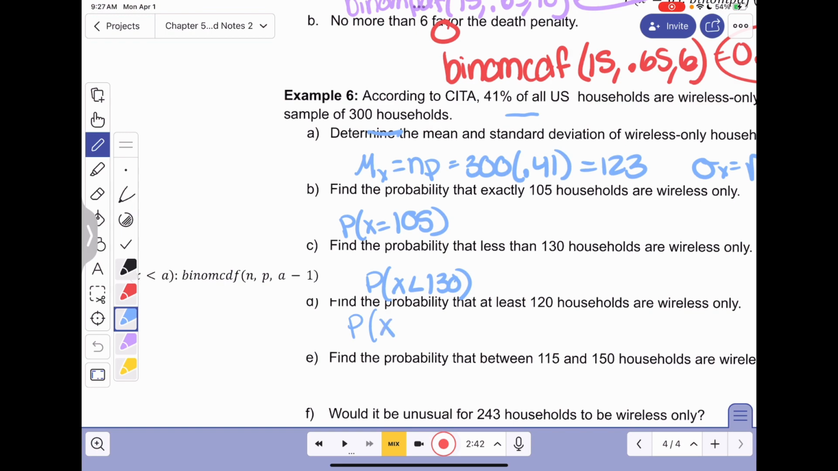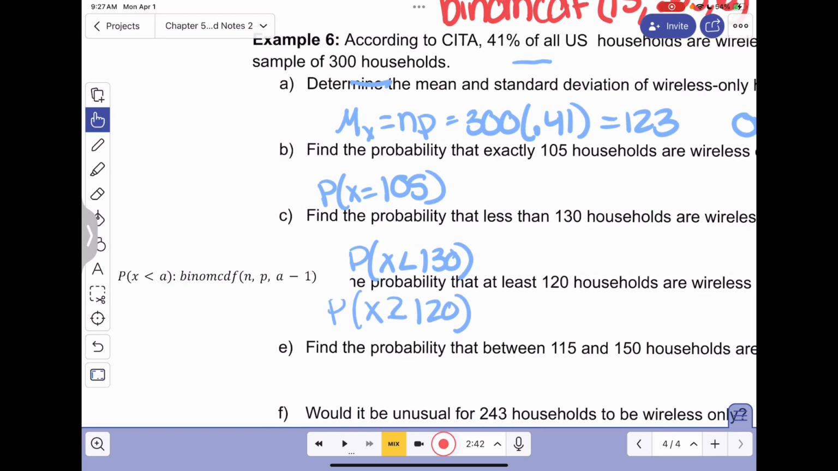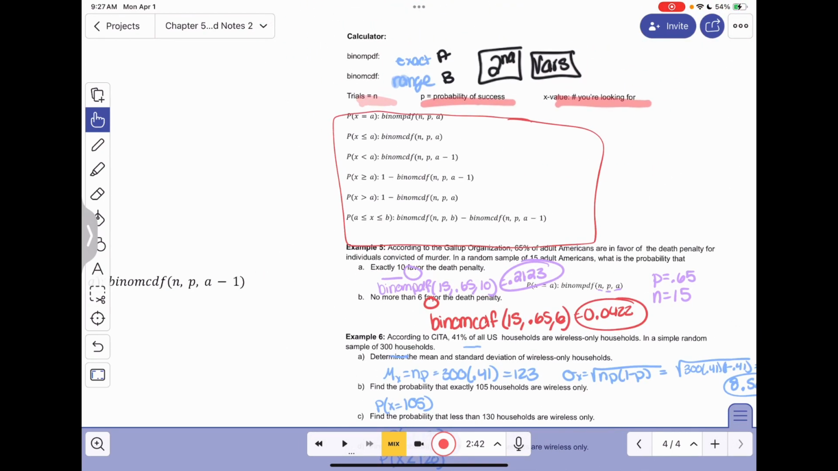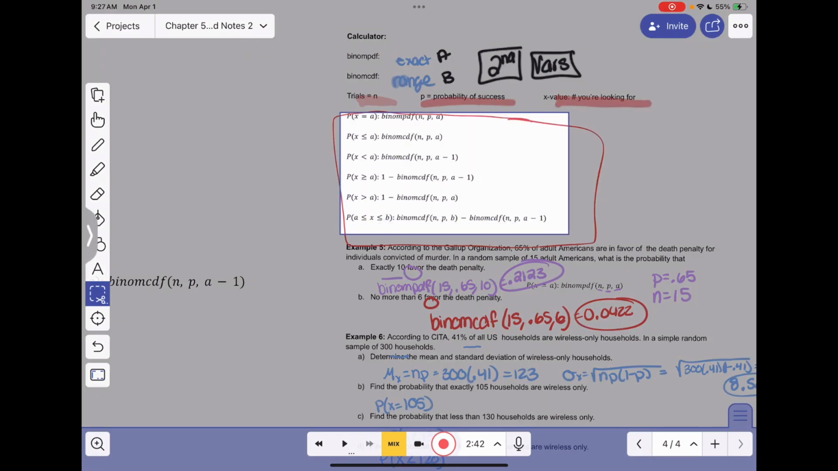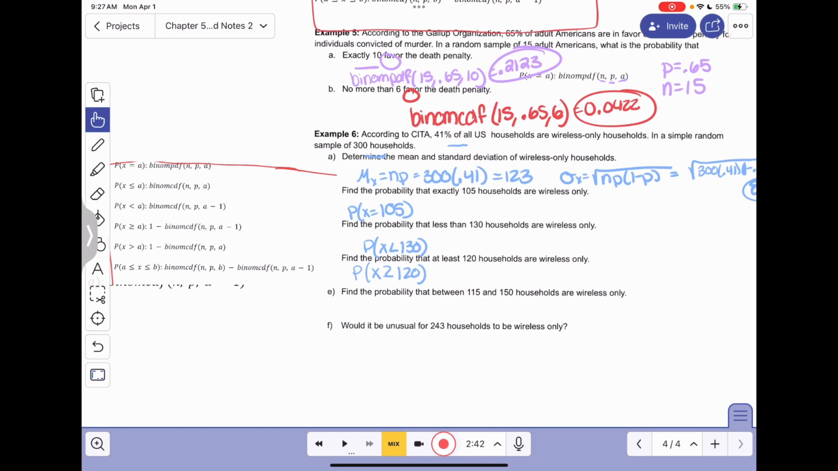This is at least, so greater than or equal to 120. Why is it not staying? All right, well, let me try something different. I'm just going to slide these so they're all on the same screen. All right, so this one goes here. This one goes here. Greater than or equal to goes there.